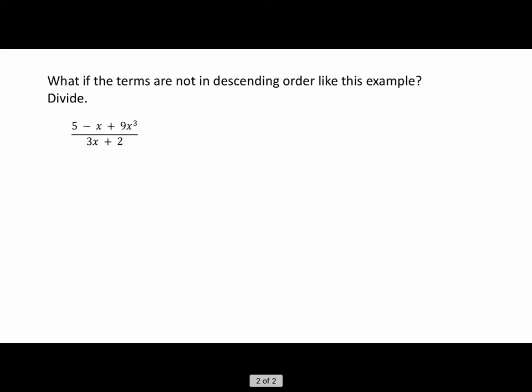What if the terms are not in descending order, like this dividend here? So let's set this up where our divisor, 3x plus 2, is going into our dividend. If these terms are not in the proper order, we have to place them in the proper order. So the highest degree is x to the third. There is no x squared, so I'll hold that place. Then there's a negative x, and the constant is a positive 5. So we want to make sure we have those in descending order, and fill in zeros for any missing terms.